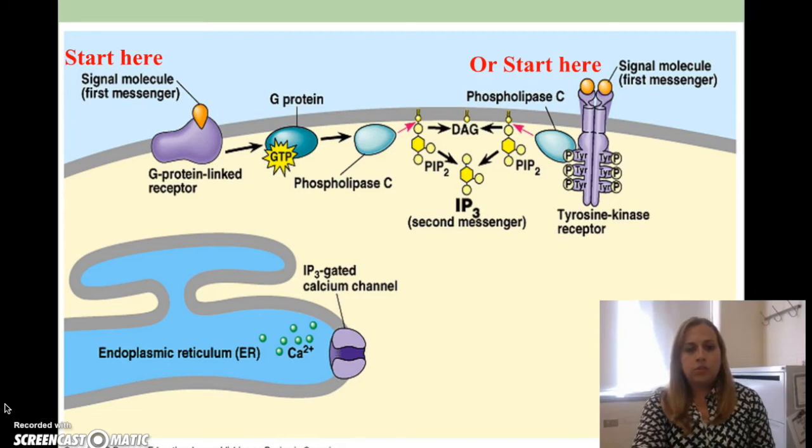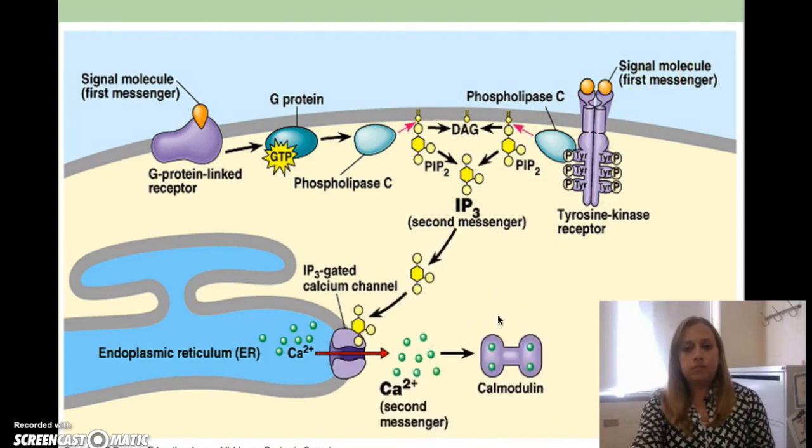And so what we're looking at here is a G protein linked system on this side, or again, you could use the tyrosine kinase receptor system. With either one, you're going to have the signal molecule link up to the receptor. In this case, you're activating the G protein. The G protein is going to make the secondary messenger, in this case the IP3. Same thing is happening over here. The IP3 is going to make its way to the endoplasmic reticulum.